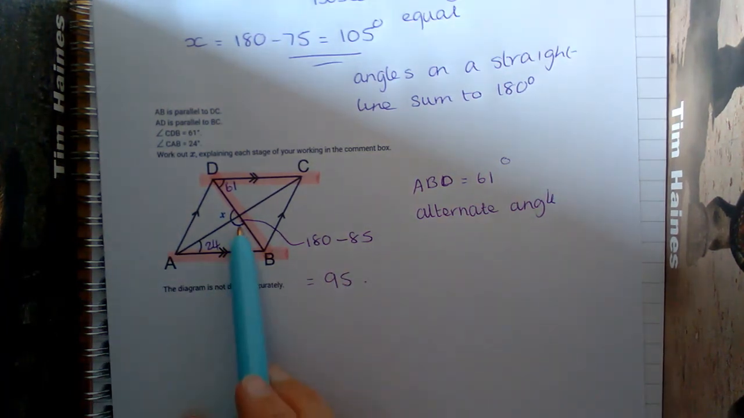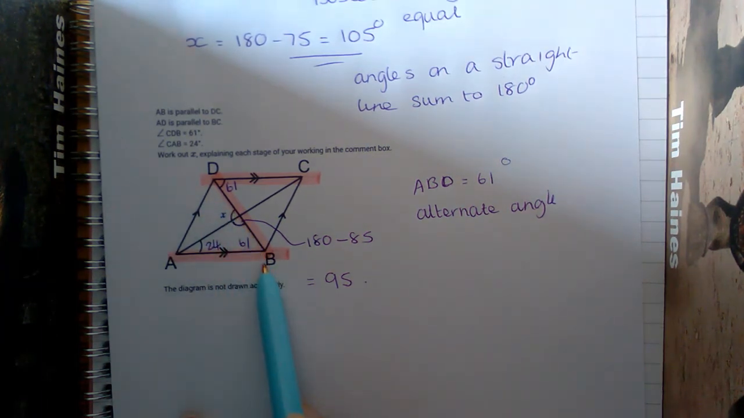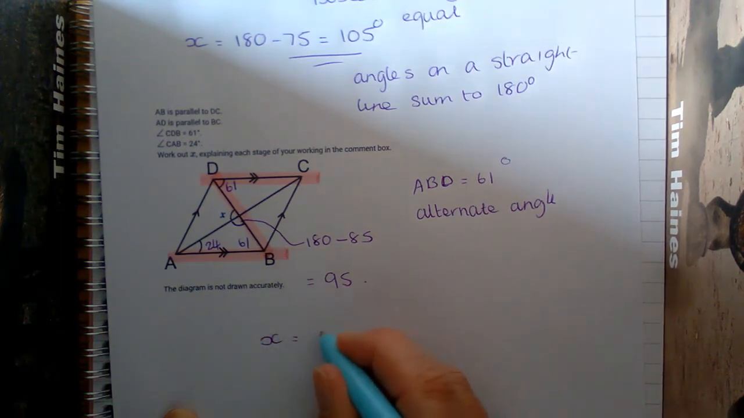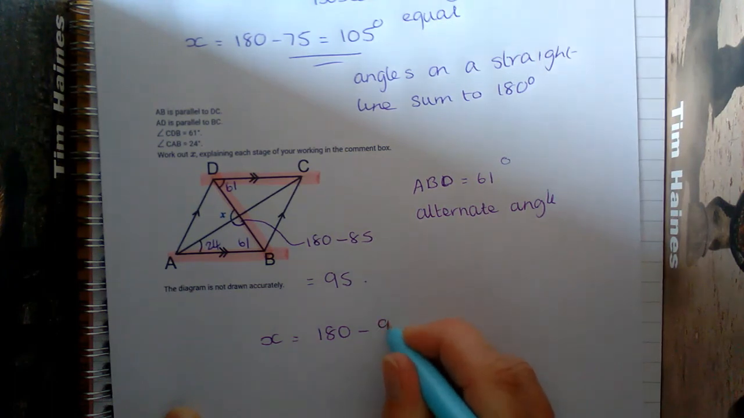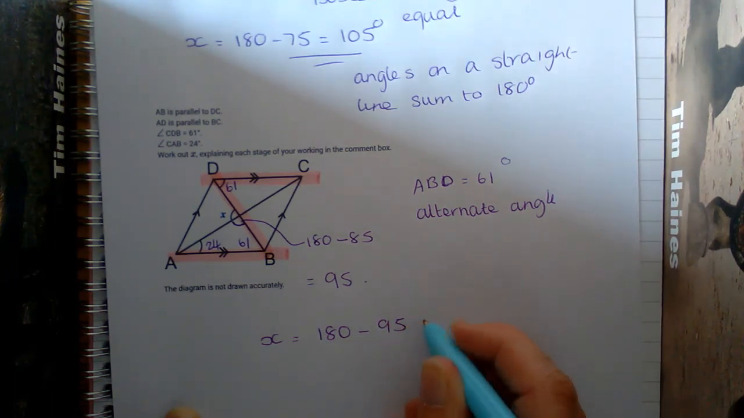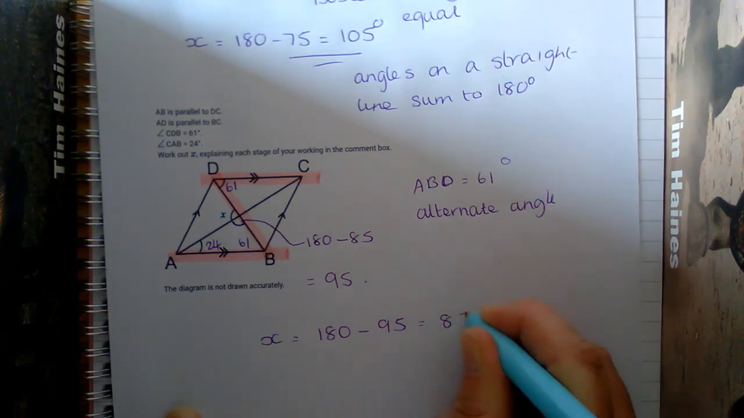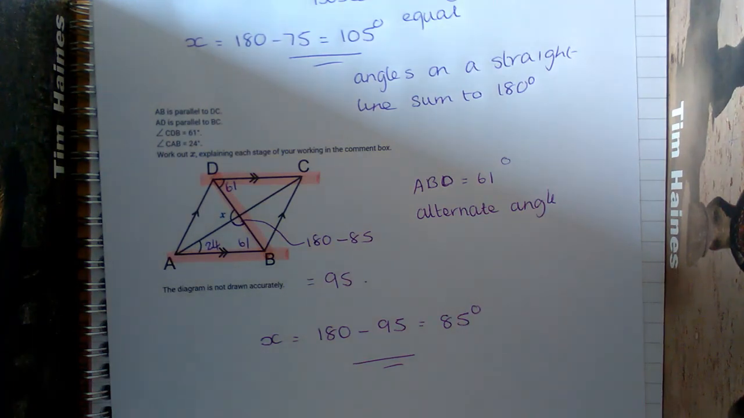Okay, and if I look, this is now a straight line. Because I've got a nice straight line here, and I know that angle's 95, from angles on a straight line, I know that x is going to be equal to 180 take away that 95. So x is going to be equal to 85. Okay, and that's the final answer.